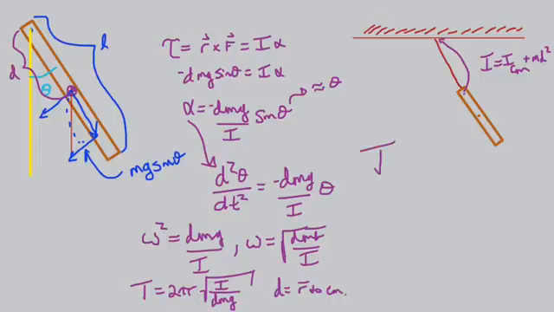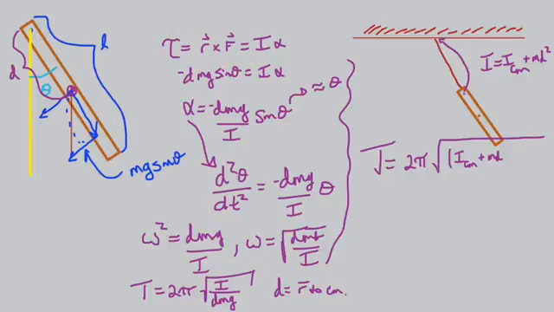So our period would then equal, let's keep these separate, our period would then equal 2 pi times the square root of this big thing, which is our new I, ICM plus md squared, okay, all over dmg.